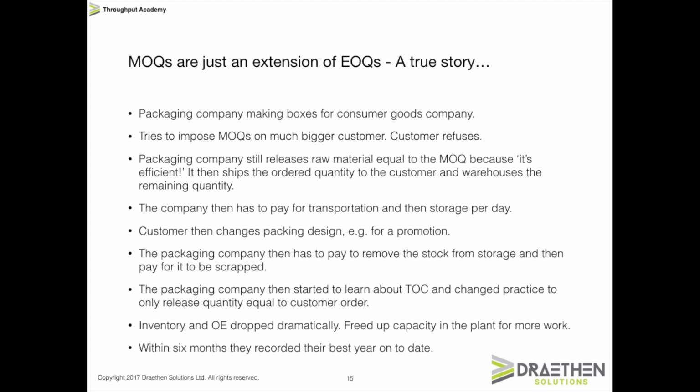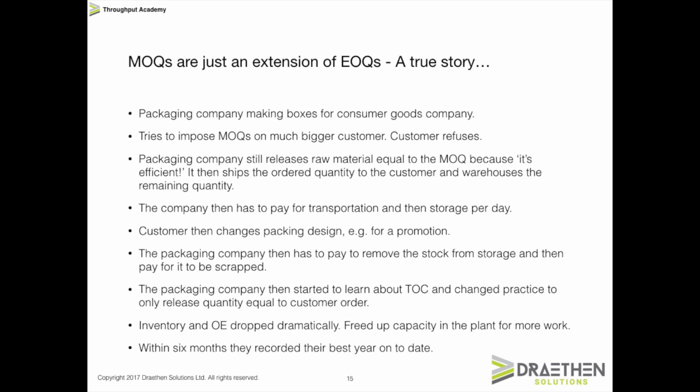Within 6 months, inventories had dropped dramatically because they were no longer storing excess inventory in warehouses. OE dropped dramatically because they were no longer having to pay for that stock to be stored in somebody else's warehouse. They were no longer having to pay for transportation companies to move that stock around, and it obviously freed up significant amounts of capacity in the plant that they could then go and sell elsewhere. Within 6 months, they recorded their best year to date.